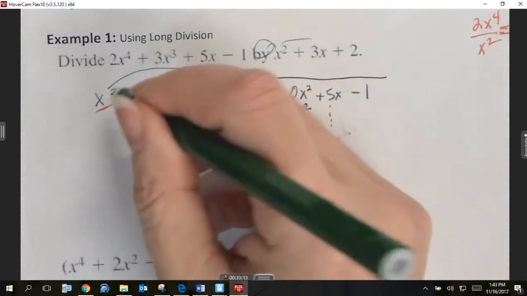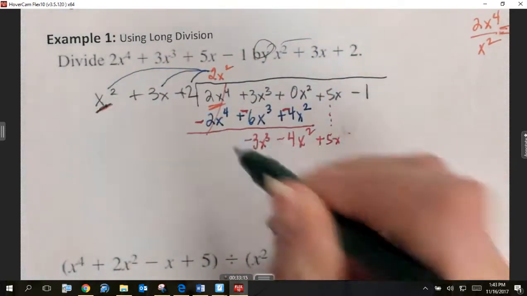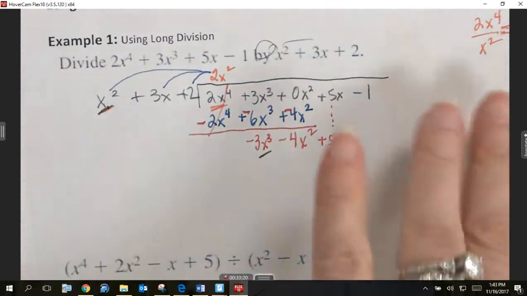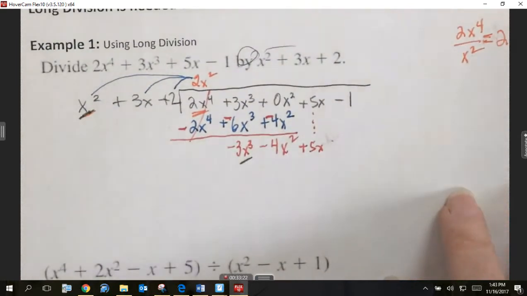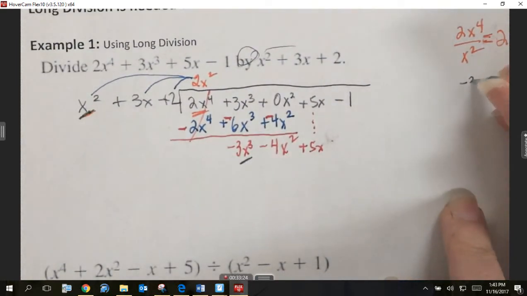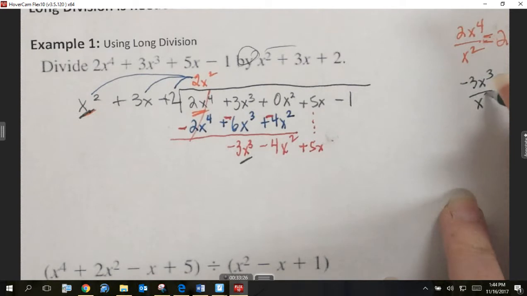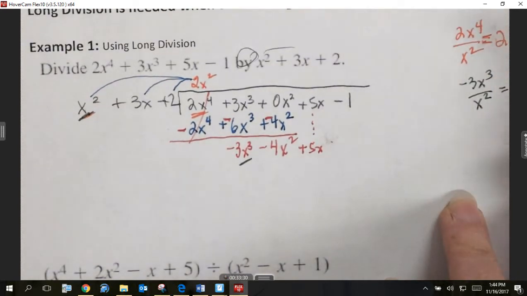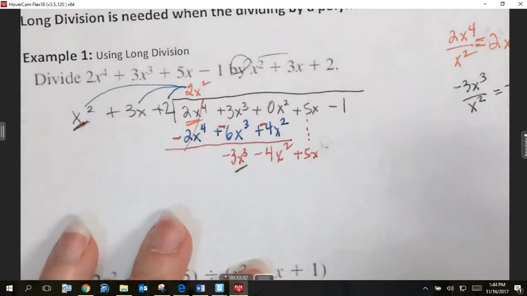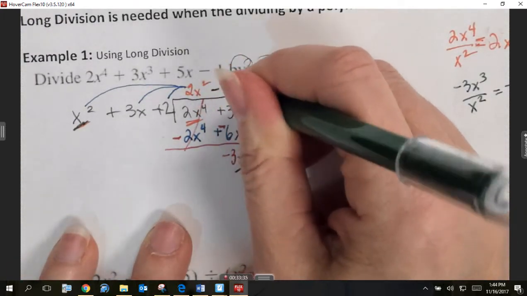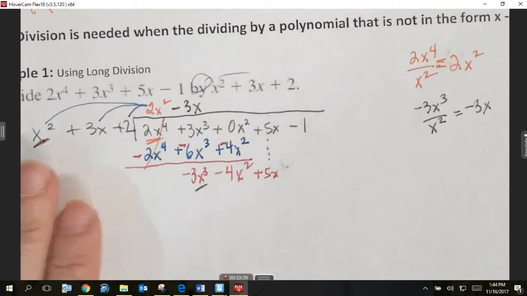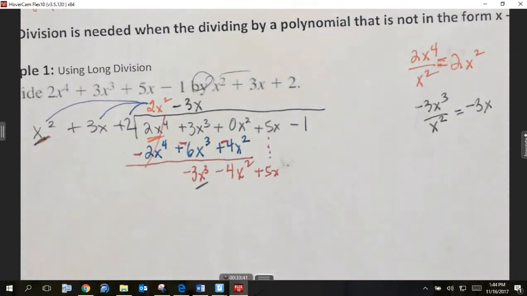Divide. We're only going to divide the first term of x squared with the first term of negative 3x cubed. And I'll just do that off to the side. Negative 3x cubed divided by x squared. The negative 3 over 1 is negative 3. X cubed over x squared is x. Negative 3x. That's off the screen. My green doesn't look like green, does it?